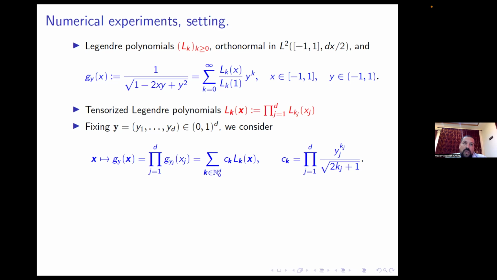Using minimal conditions on the parametric PDE being studied, we can show that the solution can be expanded in some Legendre basis or some Chebyshev basis or some other Jacobi polynomial basis with coefficients Ck, which are just multivariate powers. This is almost like a multivariate power, except that there is a coefficient over here, but it's the same.